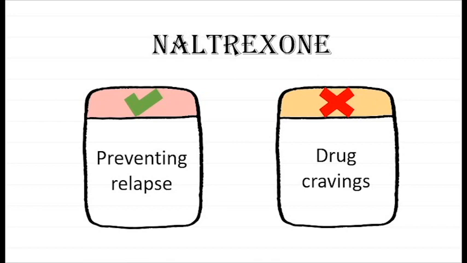And our third medication is naltrexone. Naltrexone works by blocking opiates from acting on the brain, so we don't get the feeling of high or euphoria. It's a good option for preventing relapse, but may not stop all drug craving.